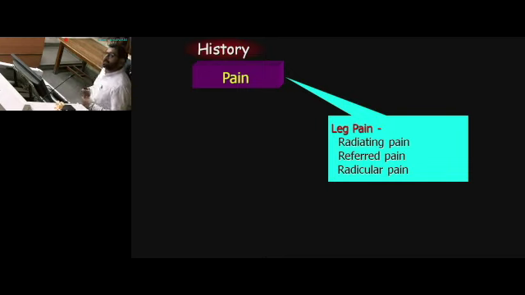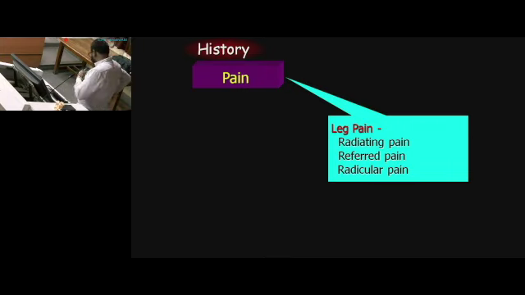And what is radicular pain? Radicular pain is a pain which follows the dermatomal pattern. If the patient has a disc pathology at L4-5, which root will be getting compressed? The L5 root will be getting compressed. If you are talking about L4-5, the patient will have L5 radicular pain.